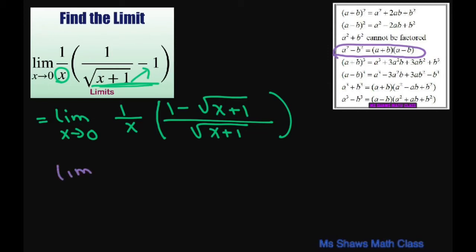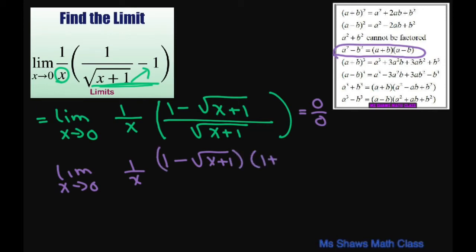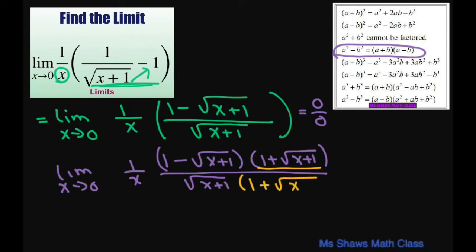Basically, it has the form right now of 0 divided by 0. So multiplying by the conjugate, we're going to get 1 divided by x, and then 1 minus square root of x plus 1 times 1 plus square root of x plus 1, and then divided by square root of x plus 1. You also have to multiply this by whatever we multiplied the numerator by, which is 1 plus square root of x plus 1. All right, let's see what we get.